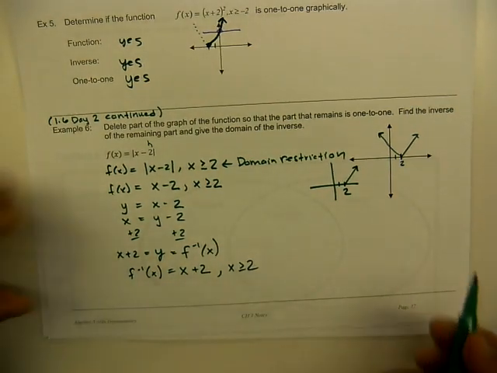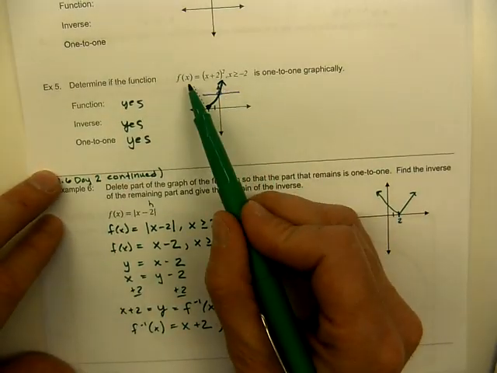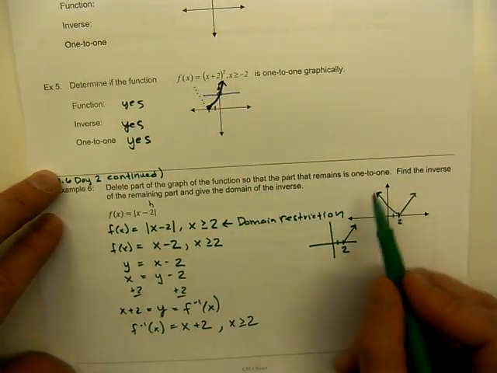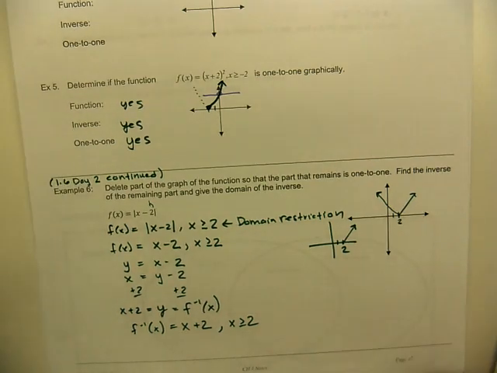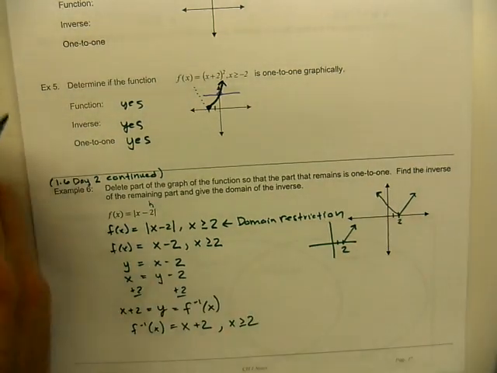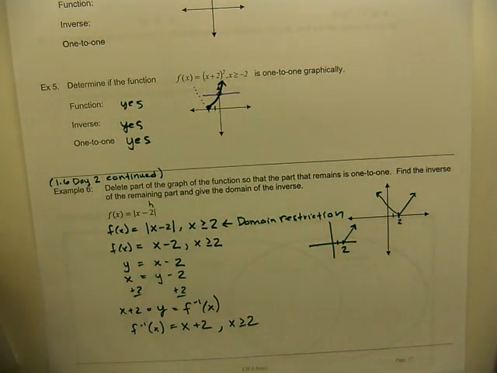All right, so that's the trick. If we have a shape like a parabola or the absolute value, we just look at some of the domain. We don't use all of it. All right, let's finish up with example 7.